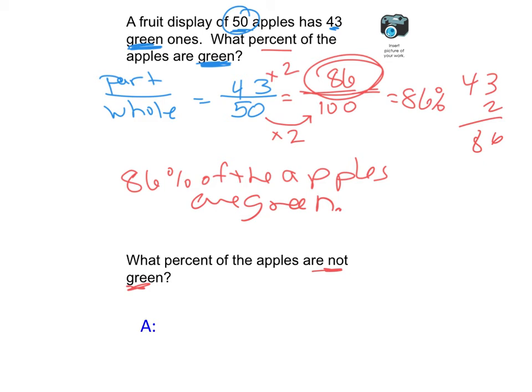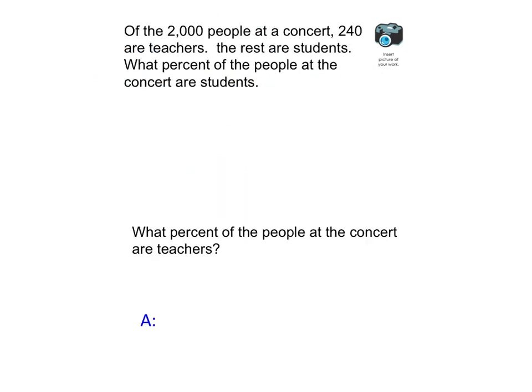Okay, what percent of the apples are not green? Hit pause, and you figure this out on your own, and hit play when you have it figured out. Okay, if you wrote 14%, you are correct. If you did not write 14%, it's 100 minus 86. All right, so let's look at this one. Remember, when we do percents and we write it as a fraction, it's always part over whole. So hit pause and you try to do this one.